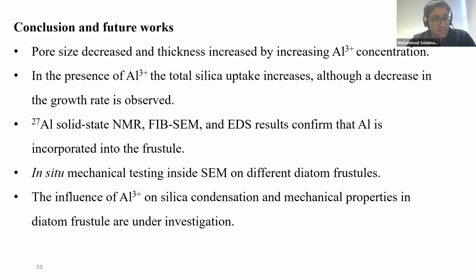And finally, as conclusion of our work, by incorporation of aluminium in our sample, we changed the pore size and the thickness, and by solid state aluminium NMR, we found that we have 4 and 6 coordinated aluminium in both cases. And nowadays we are doing a lot of mechanical study inside a microscope, and meanwhile we are doing solid state silicon NMR to see the effect of aluminium on cross-linking of silica.